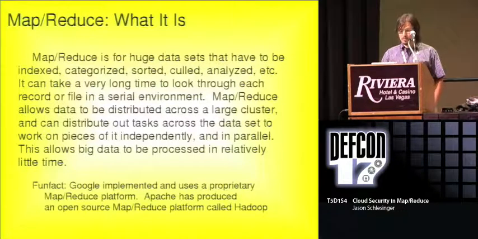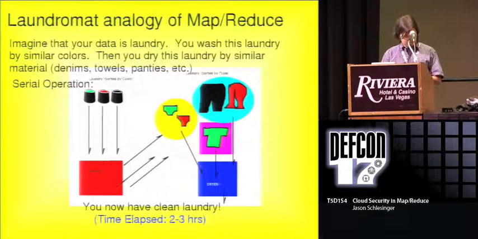Now, what MapReduce is, it's good for huge data sets that need to be indexed, categorized, sorted, culled, analyzed, and so forth. It allows data to be distributed across a large cluster, and then the jobs are distributed out to the data, and they can work independently and in parallel. Google implemented MapReduce back in 2004, and then Apache created an open source version of that.